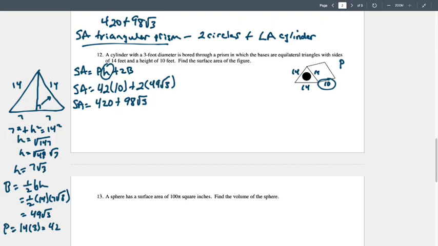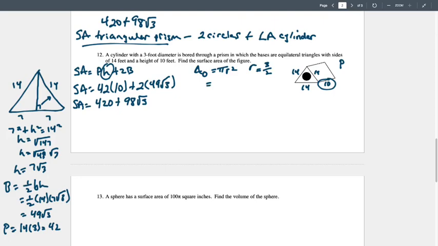Now I need to find the area of the two circles. How do I know? Oh, the cylinder has a 3-foot diameter. That 3-foot diameter hole bore through it. So let's see. If I'm going to do the area of my circle, I'll say area with a little subscript circle there. So circle area is going to be pi r squared. My diameter is 3, so my radius is 3 over 2. It's 3/2 or 1.5, however you want to do it.